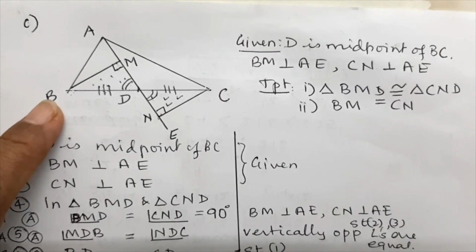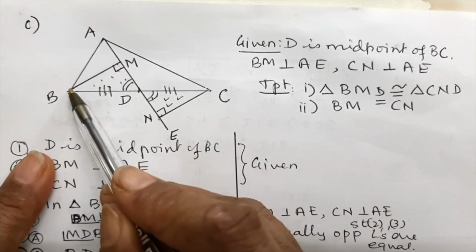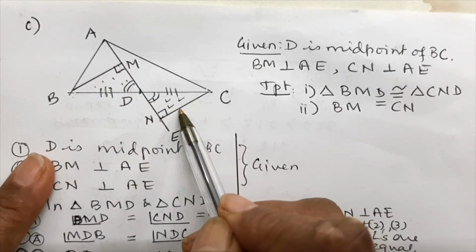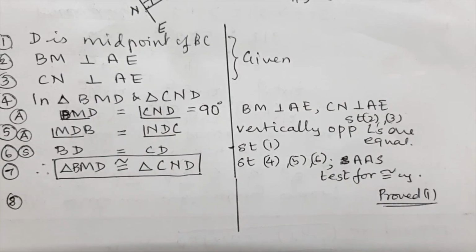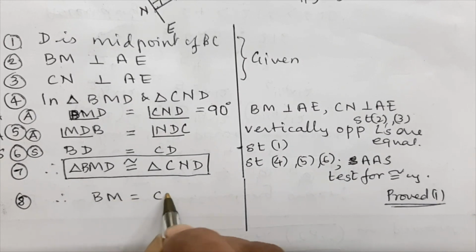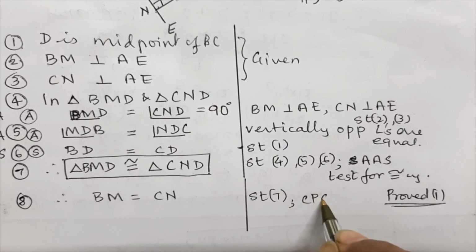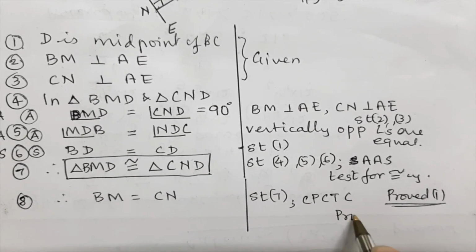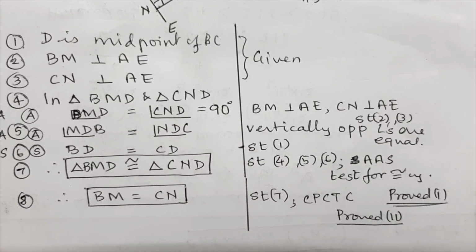Okay? Now we have to prove that BM and CN, they are equal. Now these two sides are opposite these vertically opposite angles. Can you see that? So they are the corresponding sides, and corresponding sides of congruent triangles will be equal. Statement number 8. Therefore BM is equal to CN, and this will be from statement 7, and CPCTC, corresponding parts of congruent triangles are congruent, and that is your proved 2, and we put it in a box. And so we have finished with question number 1.